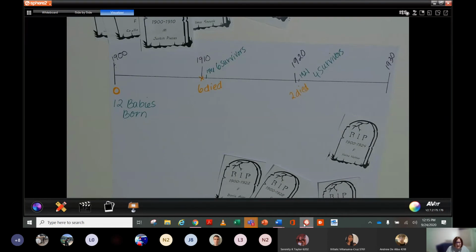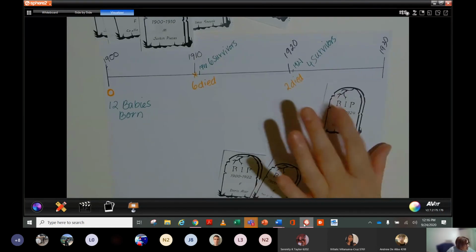1930, how many died versus how many survived? Well, let's see. Ooh, 1924, they didn't make it.